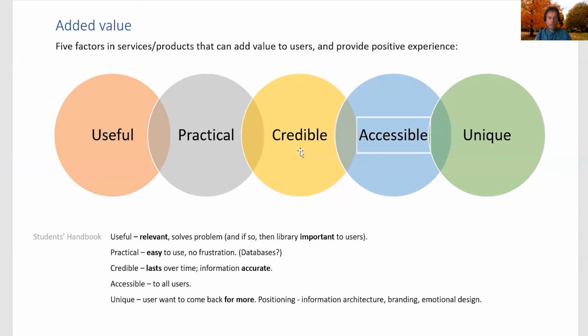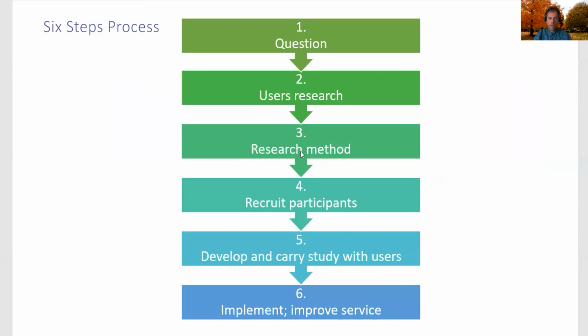The fourth factor is that your service resources should be accessible, so all different kinds of users are able to access it. And you want your product, your service, to be unique. Unique means that the user wants to come back for more. This is about positioning, information architecture, branding, emotional design, how you design your resources so that they are unique to you.